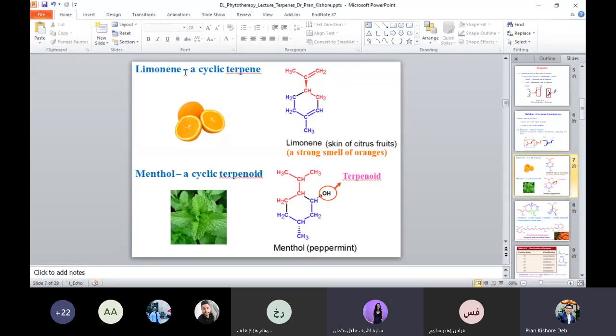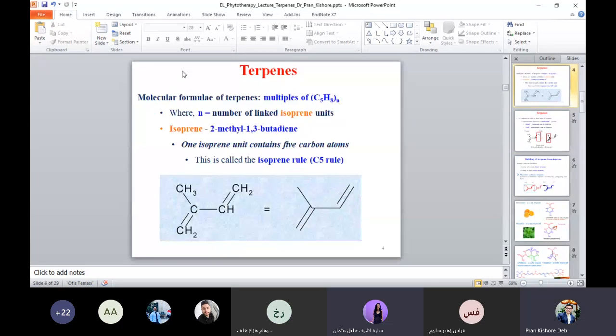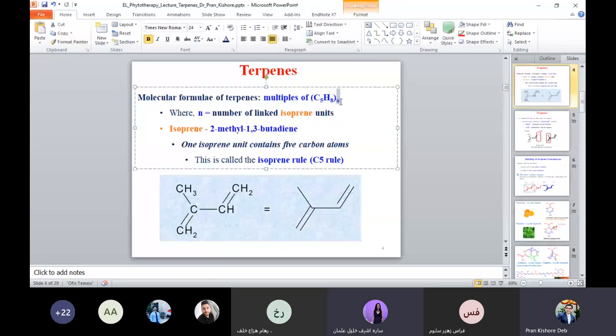Doctor, I want to ask, in the second structure, the N, which number does it represent? The number N is the number of isoprene units. If N is equal to 1, then it is only isoprene. If N is 2, that means there are 2 isoprene units. 2 isoprene units form one monoterpene. That classification we will see in the coming slide, and we'll have a clear idea about N.